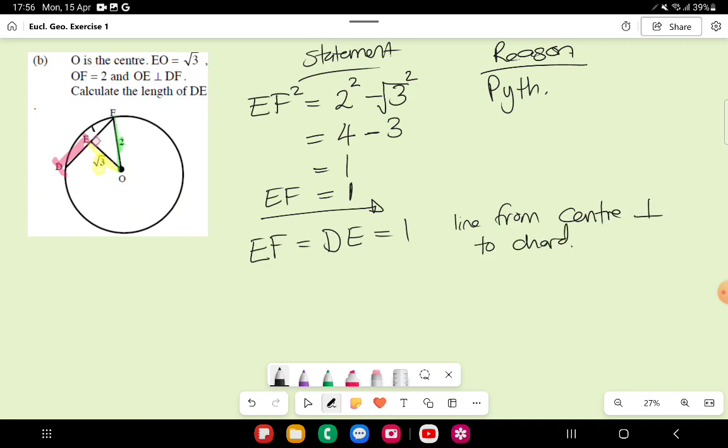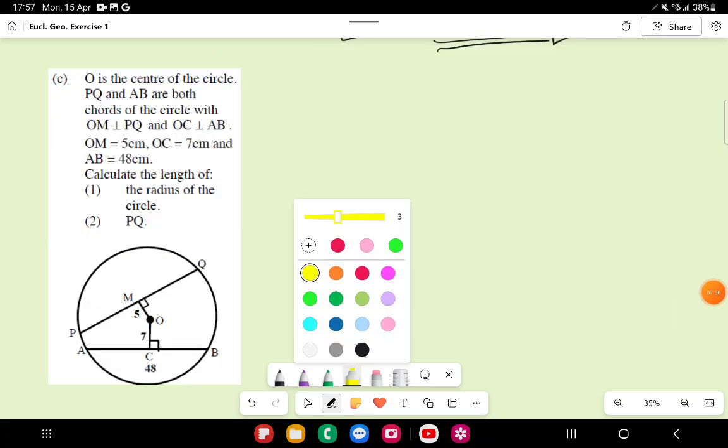Have I answered the question? Yes, the question wants the value of DE. DE is 1. That's how we answer question B. All right, let's look at question C.